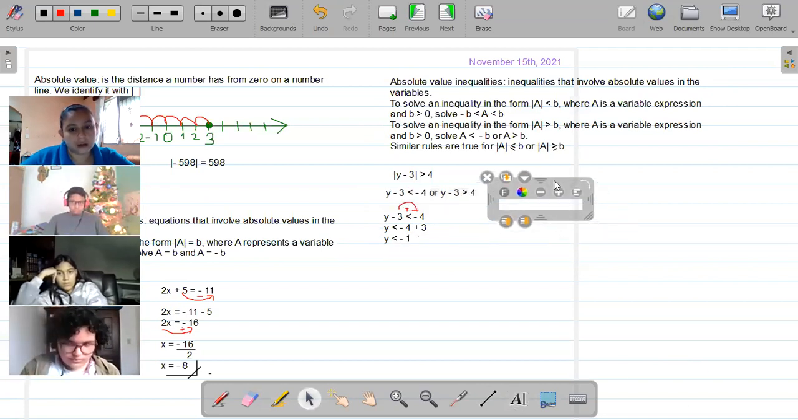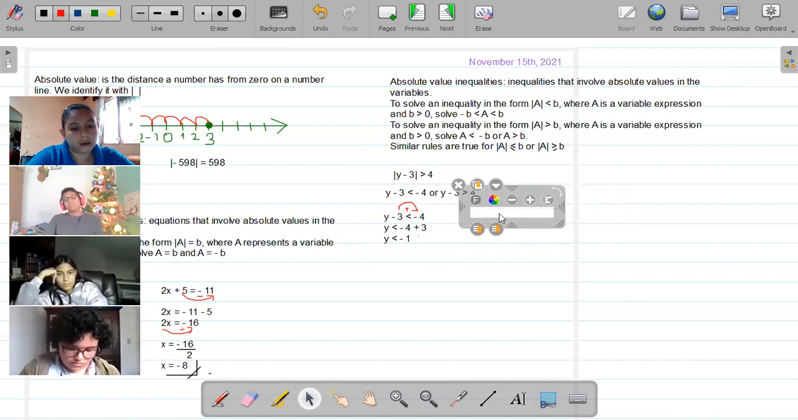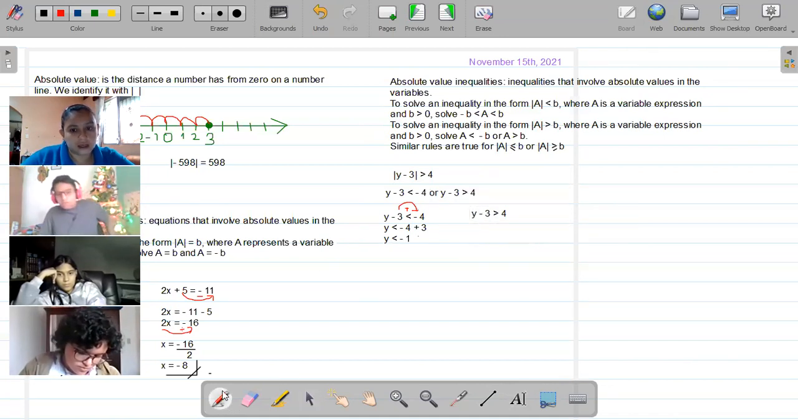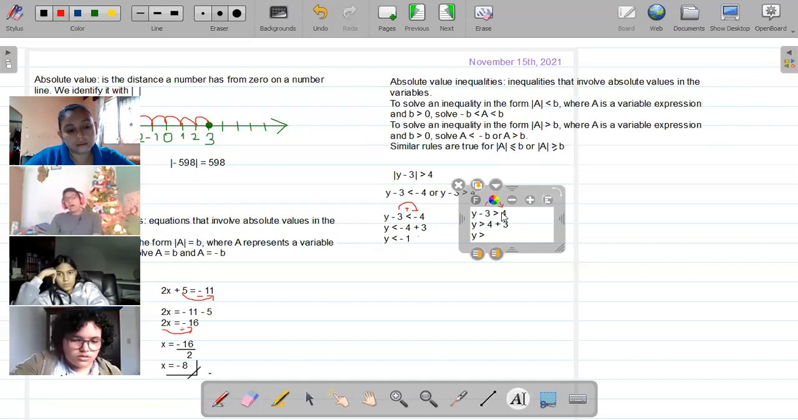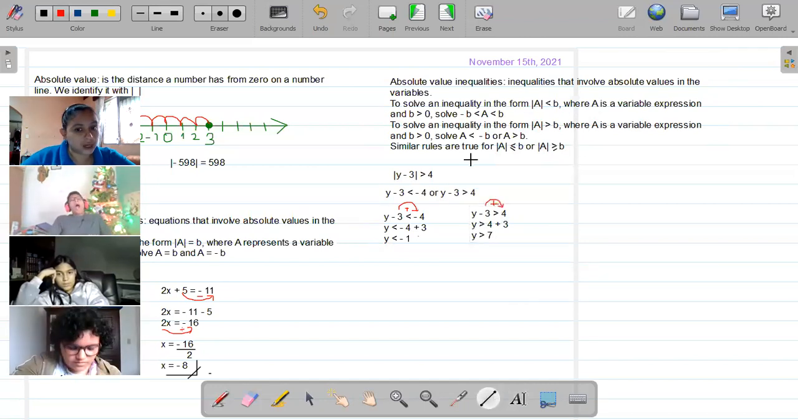Let's go with the second one. So y minus 3 greater than 4. So again, this negative 3 should go to the other side, adding. So now I have y is greater than 4 plus 3. So y is greater than 4 plus 3? 7. And we're not done. Why aren't we done? Because we need to graph it.